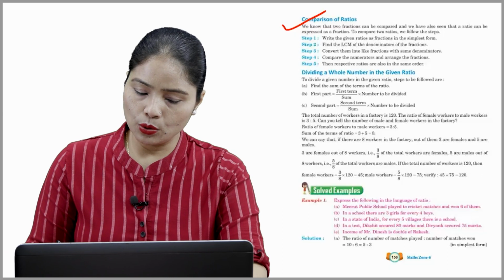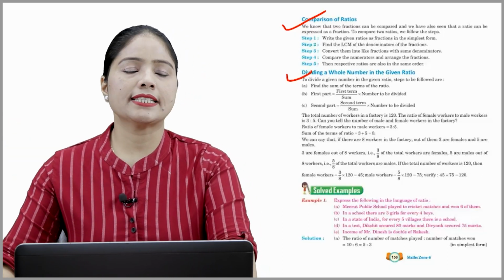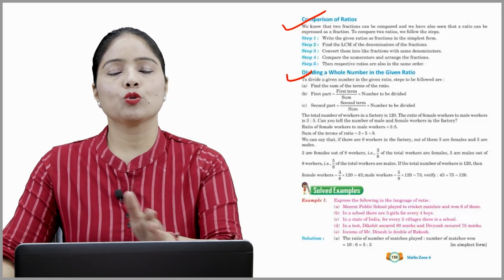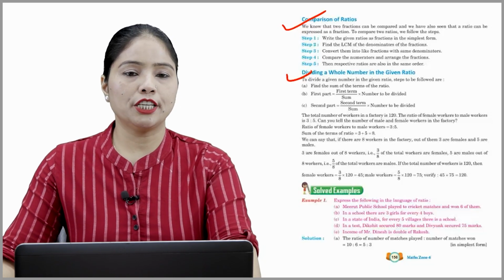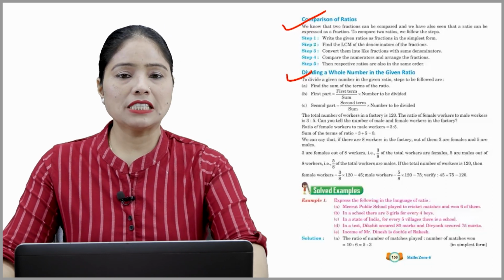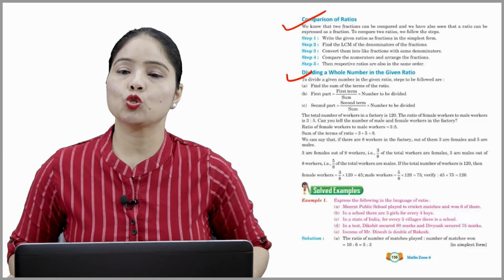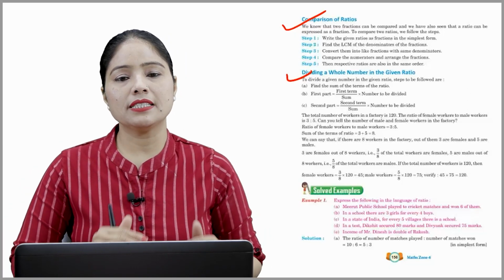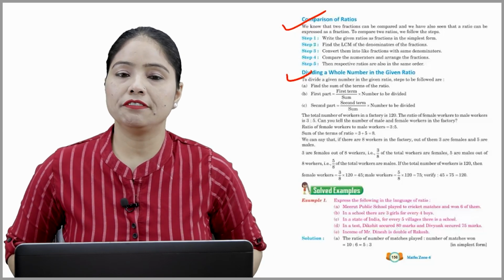Now dividing a whole number in the given ratio. Let's see. To divide a given number in the given ratio, the steps to be followed are, first one is find the sum of the terms of the ratio. B part में है, first part means first term divided by sum into number to be divided. And C part है, second part means second term divided by sum into number to be divided.